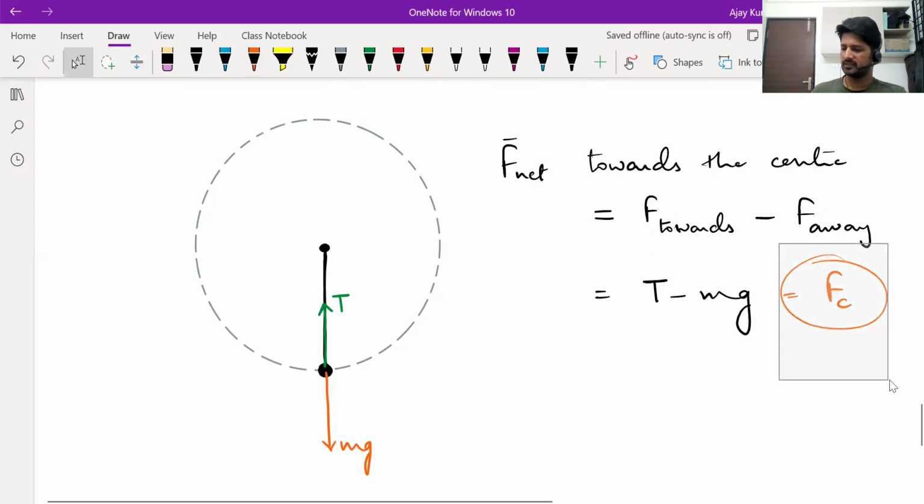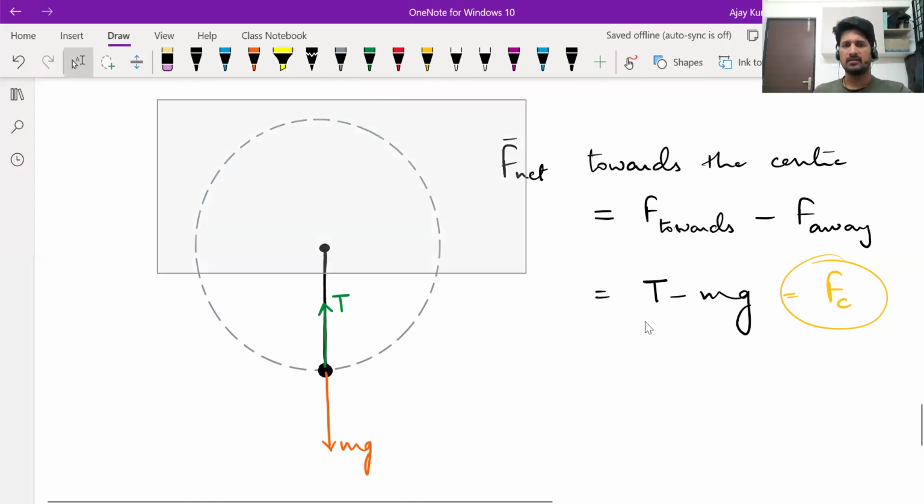So centripetal force, as I said, is not an additional force that acts on the system. The resultant of all forces towards the center is what you should call centripetal force. So at this moment, the centripetal force is T minus mg. Now we can consider another instant also.